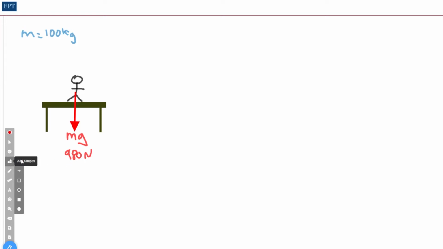But at the same time, there must also be an upwards force to counteract that force. And that is the force that I'm going to call the normal. And we know that the force normal, or Fn, if you like, is going to be equal to the weight because there's no acceleration.